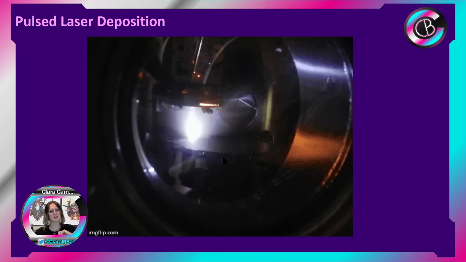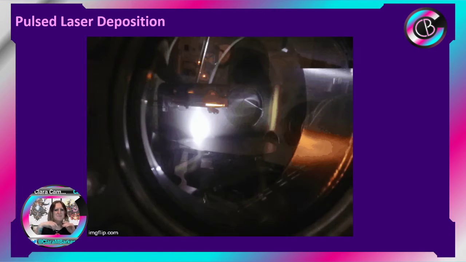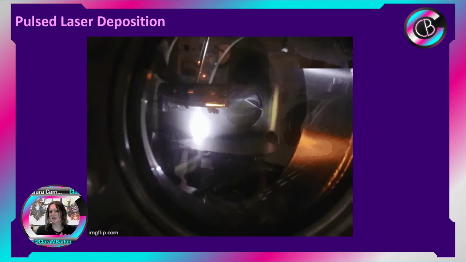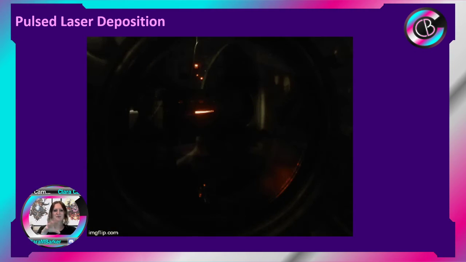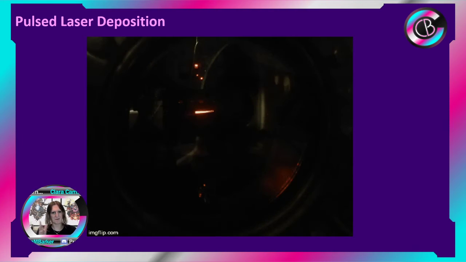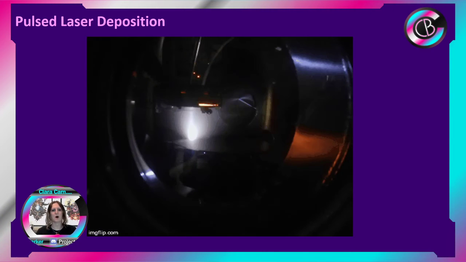So these are some pictures, and we just get these. This is a GIF, so it's actually not that much slower than it'd be in real life, depending on the frequency we're using. But we just get these constant flashes, and then the things move, and then we get another flash, and then it moves, get another flash, and bit by bit we evaporate the material, and we grow a thin film of this material.